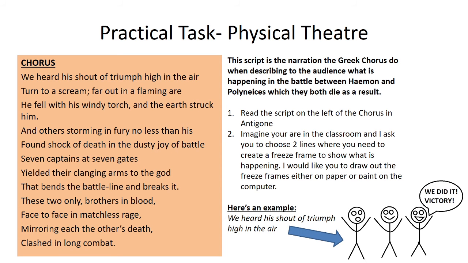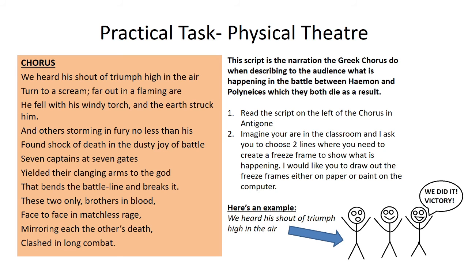Right, so now we're going to move on to a practical task with physical theatre. So as you can see on the left in pink, there is a chorus script. So the script on the left is the narration the Greek chorus do when describing to the audience what is happening in between the battle between Haemon and Polynices, which they both die as a result. So this is a portion of script from Antigone. So it's based on one of the sections behind it where Haemon and Polynices battle and they both die.